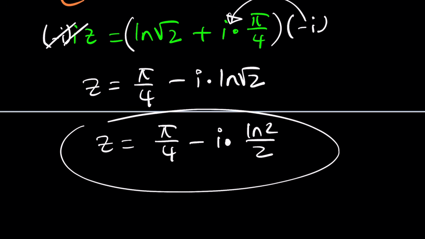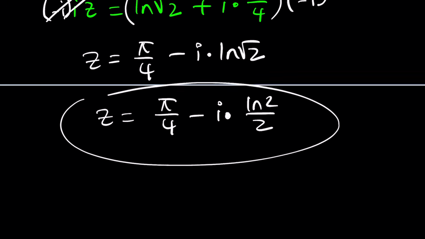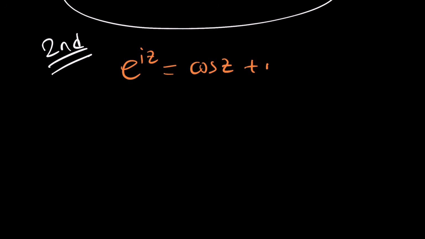But isn't there another way to approach this problem? Absolutely. Let me go ahead and talk about that now, which we can call the second method, even though the first one we didn't call the first method. Hopefully you understand that. Now, we said that e to the iz is equal to cosine z plus i sine z. Now, here's the trick, and we use these tricks a lot.